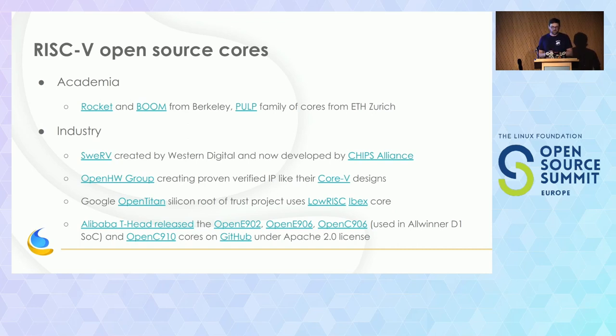There are several from academia: Rocket and BOOM from Berkeley. There's also a family of cores called PULP from ETH Zurich. And for the microcontroller area, there's SweRV, which was created by Western Digital, now part of CHIPS Alliance. There's another group called the Open Hardware Group that's trying to create verified IP under the name CORE-V. These are open source designs that they're trying to make easy to drop into ASICs that companies might be designing. Google has created the OpenTitan Silicon Root of Trust project, and they're using a core from lowRISC called Ibex. And one thing I was quite excited about is that Alibaba has a chip design division called T-Head. They've released their cores as open source. One of these cores is actually an SoC that's available right now on the market.